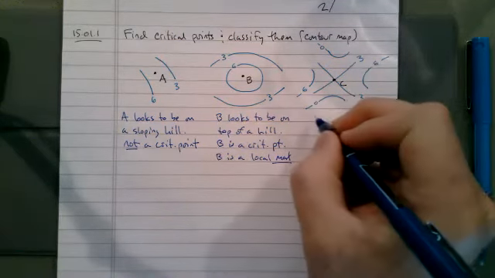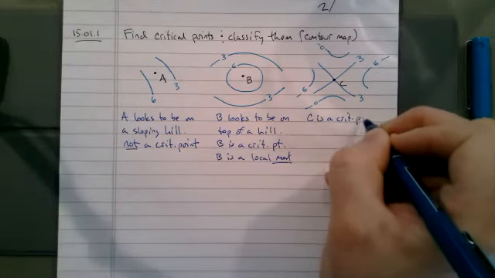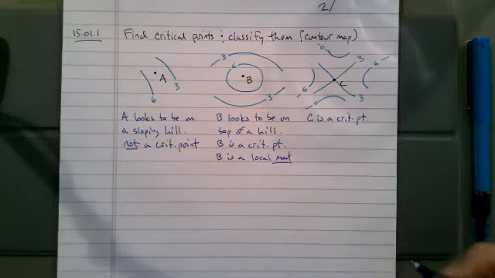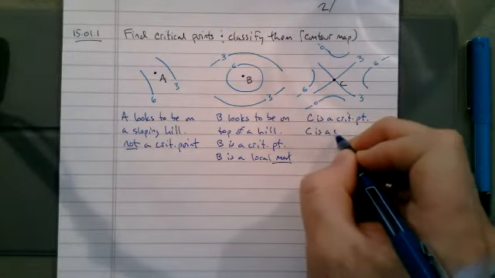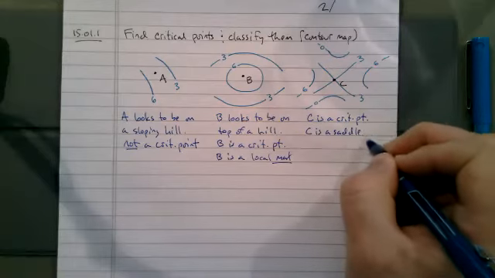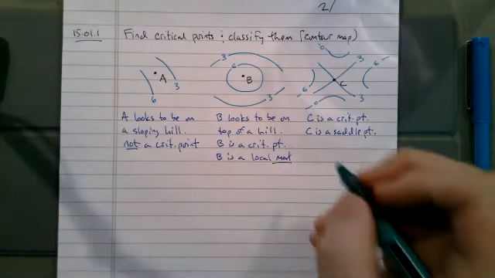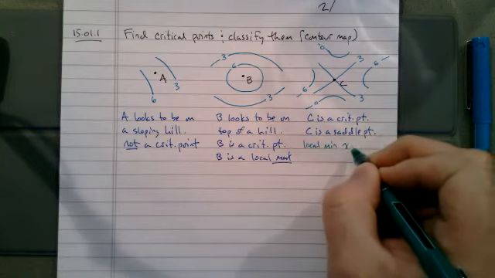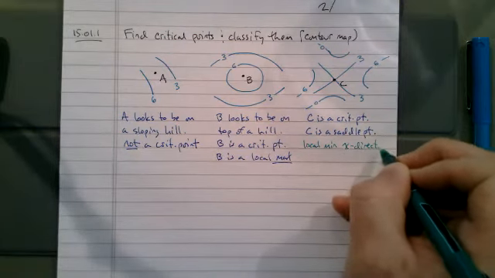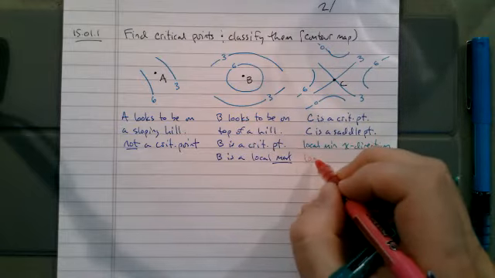C is a critical point, but it looks like a saddle point. It looks like it's a minimum in the X direction, but it looks like a local maximum in the Y direction.